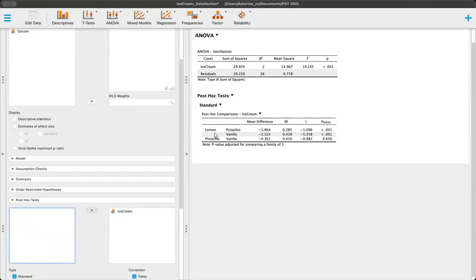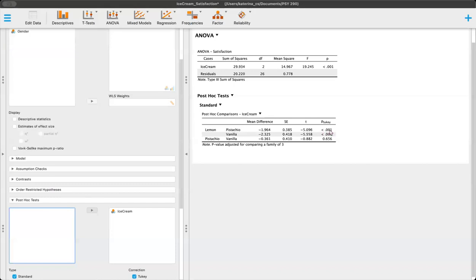So if you look here, it's going to give you each individual comparison. These are known as pairwise comparisons. So essentially all it's doing is conducting a t-test between each possible grouping. So lemon versus pistachio, lemon versus vanilla, and pistachio versus vanilla. So the way you can tell there's a difference, similar to before, you're going to be looking at this p-value. If the p-value is less than 0.05, that means there was a difference. If it's greater, that means there was not a difference.